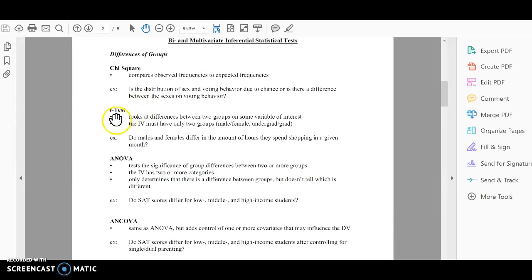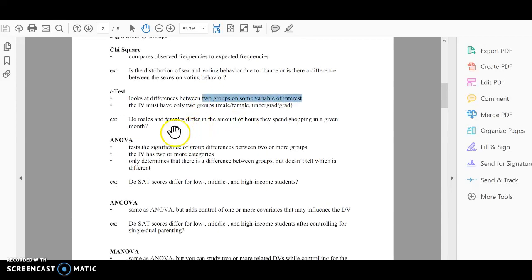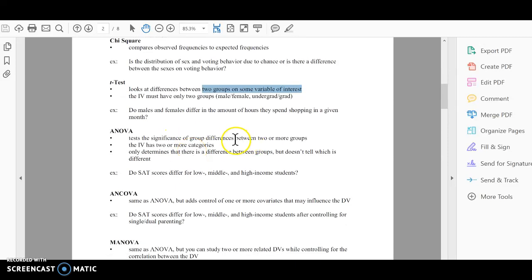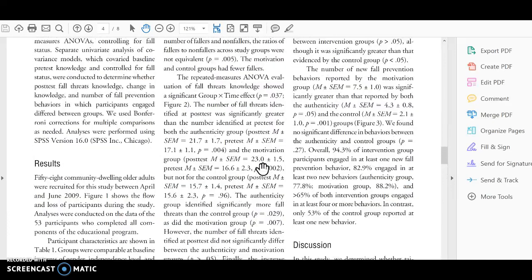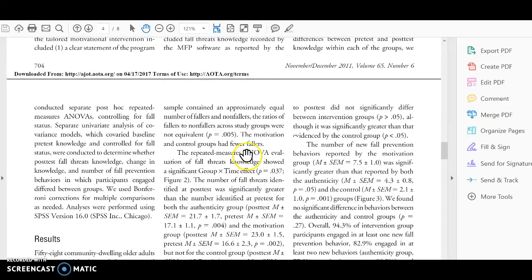So we already know a bit about t-tests, but we also know that a t-test only looks at the difference between 2 groups. But the ANOVA can be between 2 or more groups. In this case, we have 3 groups. So as we see, they did utilize ANOVAs, which would make sense, correct? Now, going further, they used repeated measures ANOVAs to evaluate fall threats knowledge.